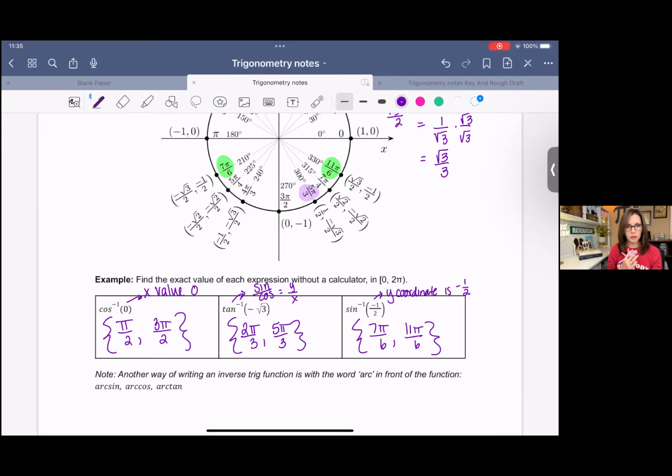One more thing I want to go over for this lesson is sometimes, depending on your textbook or homework question, you might see the word arc in front of the function. So arc sine, arc cosine, arc tangent. That's just another way of writing inverse of the trig function. So when you see that, don't panic. It means the same thing.